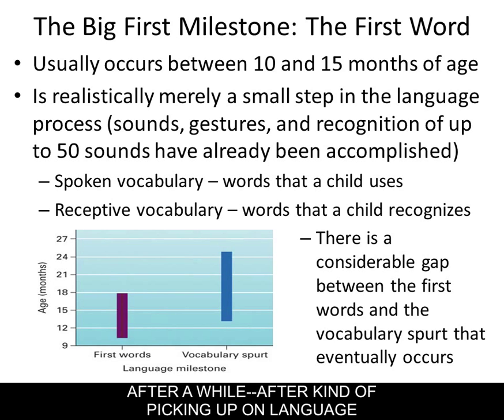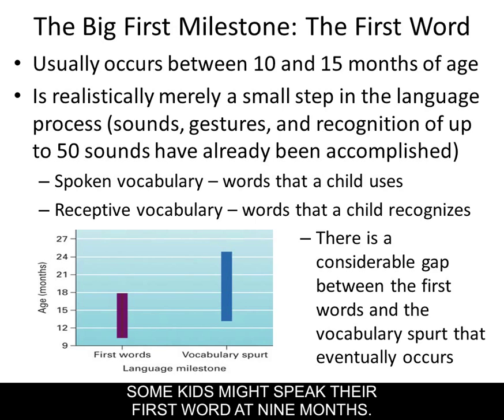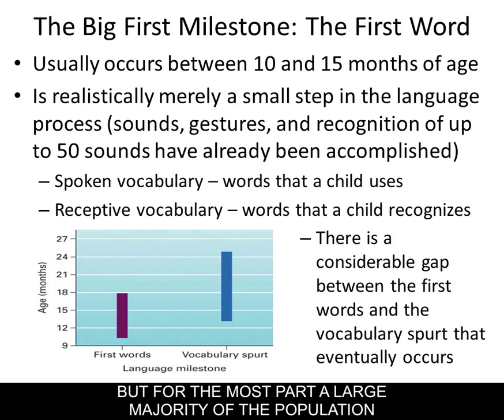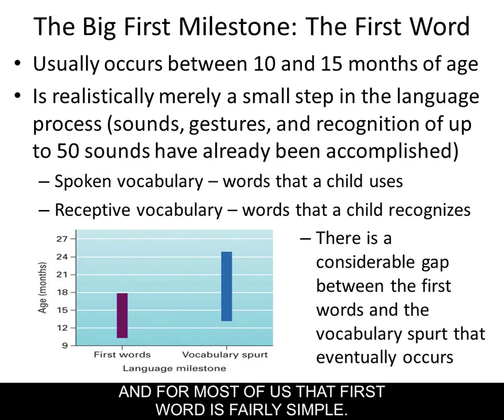After a while, after kind of picking up on language and understanding things, kids meet the very first big milestone that parents actually care about. And that's the first word. Now, the first word typically occurs between 10 and 15 months of age. There's some exceptions to that. Some kids might speak their first word at 9 months. Some kids might not speak their first word until about 18 months. But for the most part, a large majority of the population speaks their first word between 10 and 15 months of age. And for most of us, that first word is fairly simple.